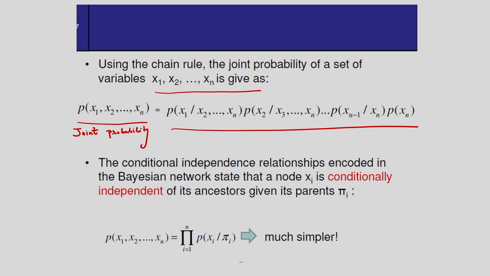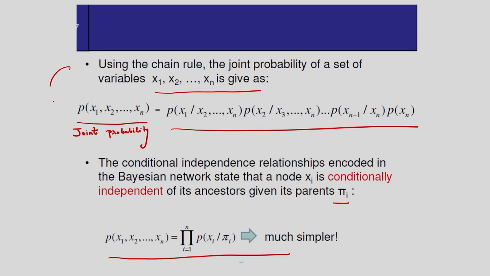And we are considering the conditional independence. The conditional independence relationship encoded in the Bayesian network states that a node xi is conditionally independent of its ancestors given its parents. The parents are supposed to be pi. So based on this, if I consider the conditional independence, the joint probability is represented like this, the product of the probability of xi given pi. Here pi is nothing but the parents of xi, and i is from 1 to n. So by considering this, I am representing the conditional independence.